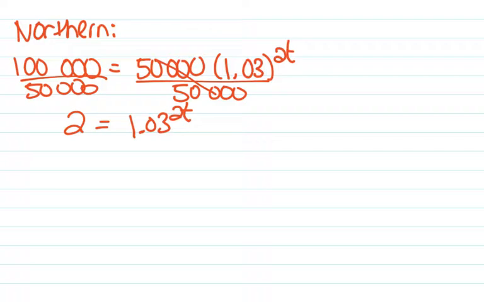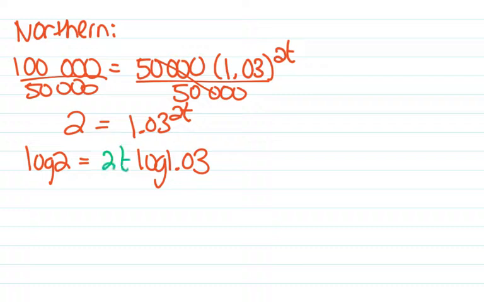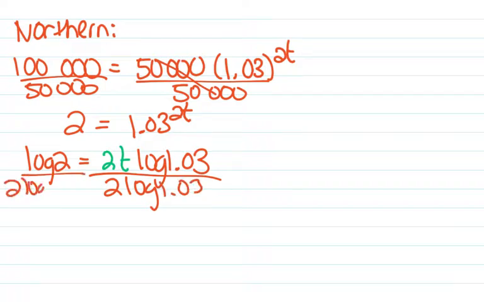Again, we'll take the common logarithm of both sides. So log 2 equals log 1.03 to the power of 2t. And again, log allows me to bring the 2t down to the front. In order to isolate t, I'll need to divide by 2 as well as log 1.03. Since I'm dividing both of them, I can do that all at once. So divide by 2 log 1.03, divide by 2 log 1.03 equals t.